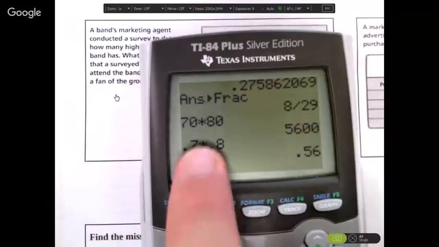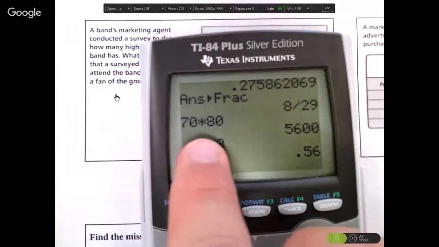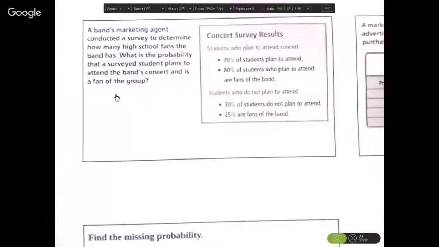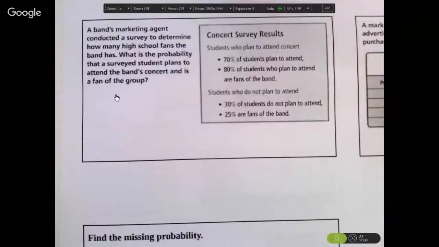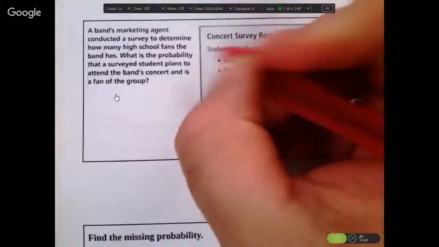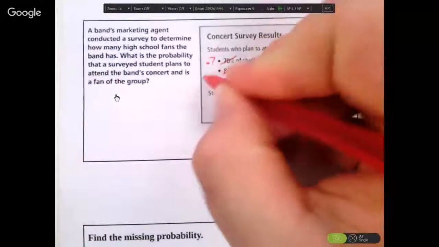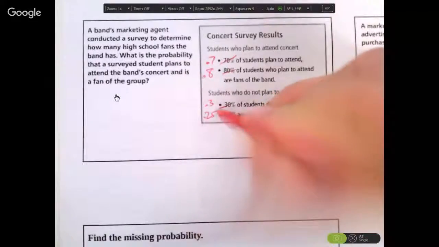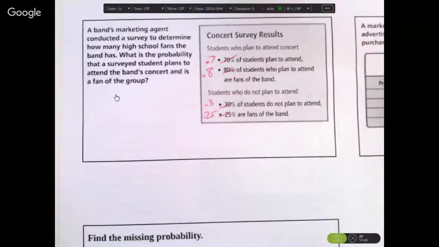Okay, so 80% times 70% times 80% is 56%. I don't want you messing with percentages because it gets confusing. I'd rather we talk about them in terms of decimals. So right off the bat, I'm going to say 0.7, 0.8, 0.3, 0.25. That's how I'm going to work with them, and life will be a little easier. And if you ever get a probability over 1, you made a mistake.